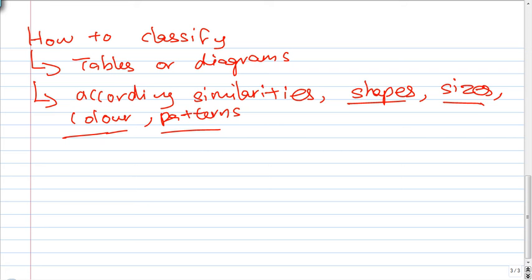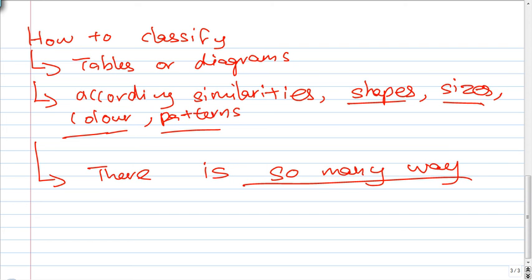Really the truth is there are so many ways to classify things, an infinite number of ways to classify. There is no end to classification. You can classify according to whether living things or non-living things, whether they fly or do not fly, whether they live on land or do not live on land. So really too many ways to classify.